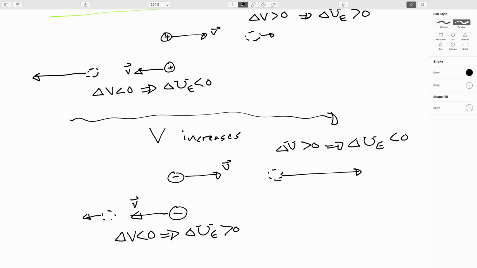Alrighty, so in the next video we will take a brief interlude into a unit called the electron volt and how it's handy for certain kinds of physics calculations.